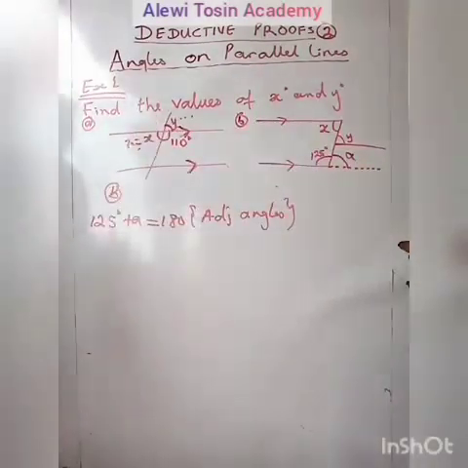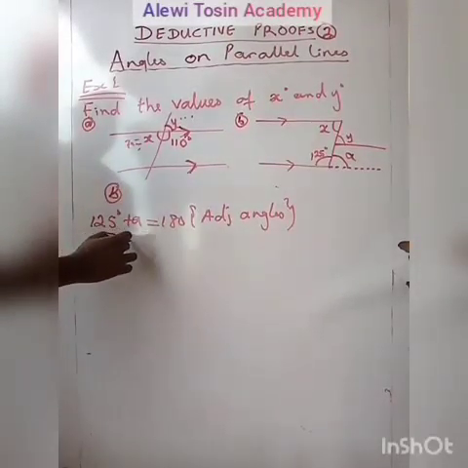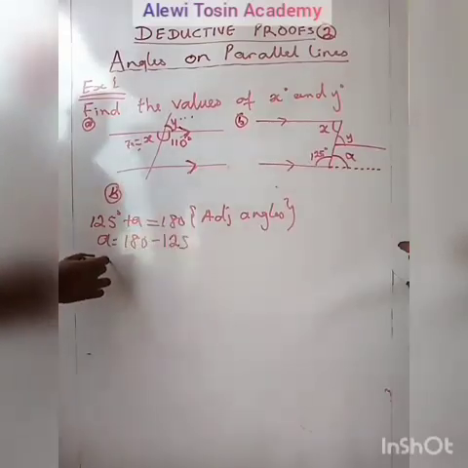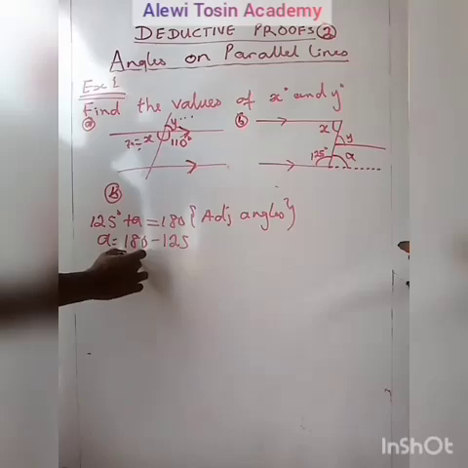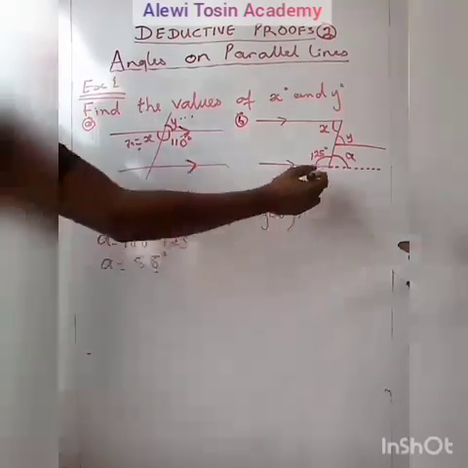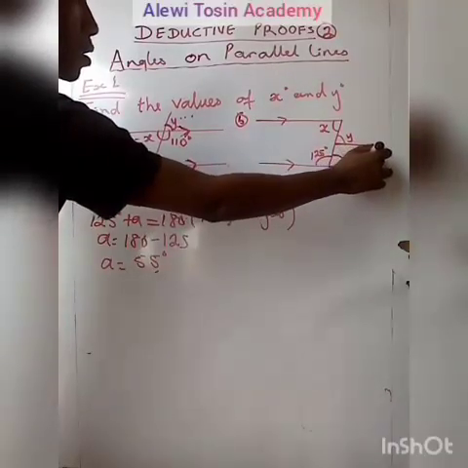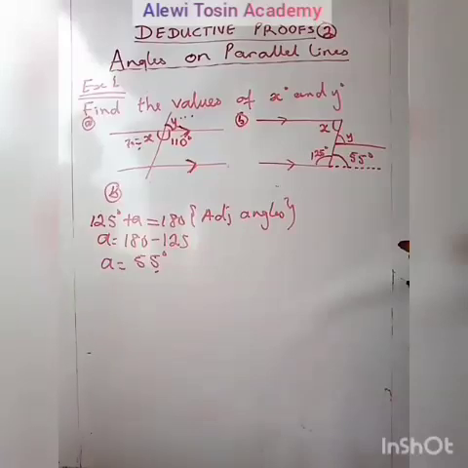Are we familiar with that? Now, which means that new angle A will be 180 minus 125. That will give us 55 degrees. So this new angle here is 55 degrees. Okay. Now when we've gotten that, we can say that this angle here corresponds with this angle.